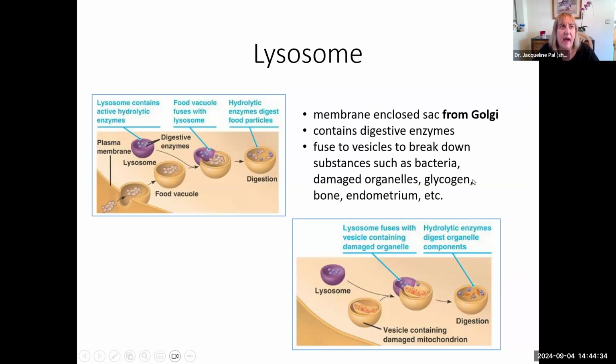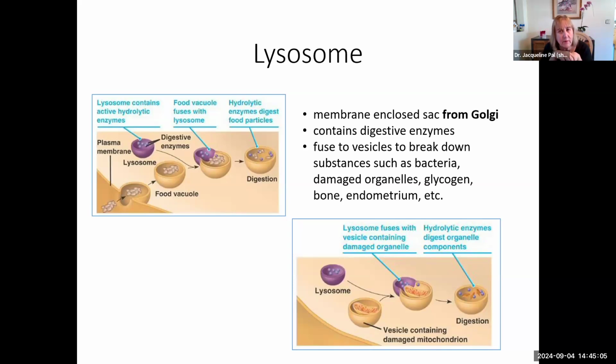Remember, we talked about the 48-hour storage form of glucose. If you're running a marathon, you want to break down that storage form of glucose, that glycogen. It's going to fuse with a lysosome to give us that glucose. If we needed to get calcium out of a bone, a lysosome is going to break it down to give us that calcium. Ladies, when you have your menstrual period every month, we're going to break down that lining known as the endometrium. So lysosomes, very important.